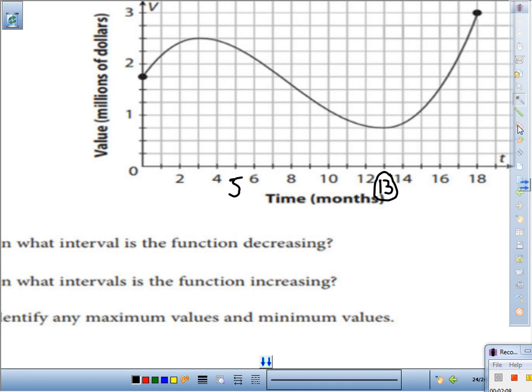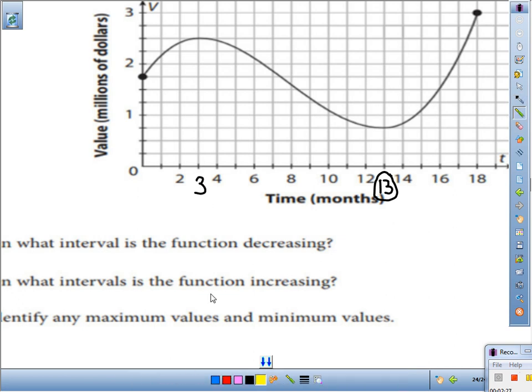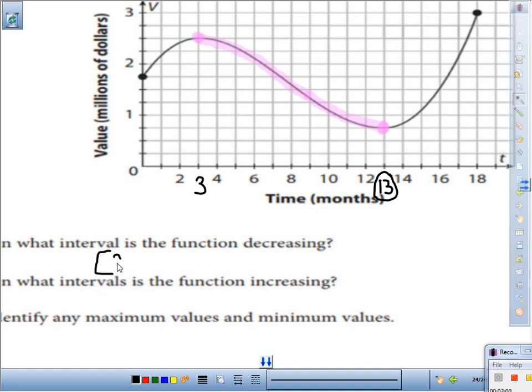Miguel? 3. Let's see if it's true. I'm going to get my highlighter, and I'm going to use my pink one. You said 3. It starts there, and all of a sudden it starts decreasing, and it stops right there. Hands up, do you agree that's where it decreases? Yes, that is correct. How do we write that in interval notation? Tell your neighbor, please. Bracket, because it includes the point. 3, comma, 13. That is correct.